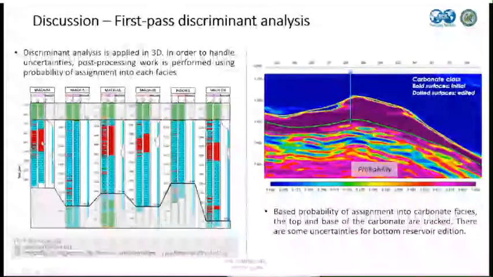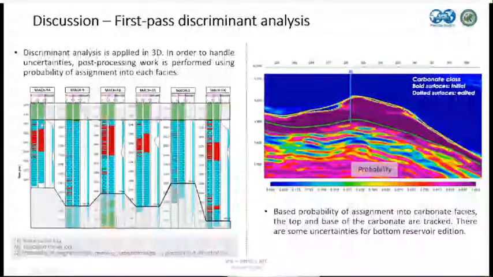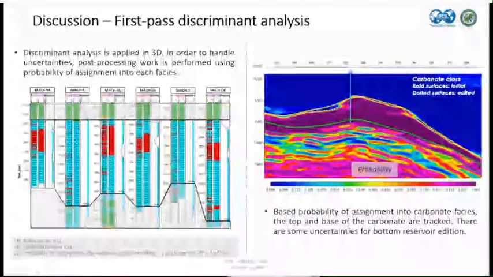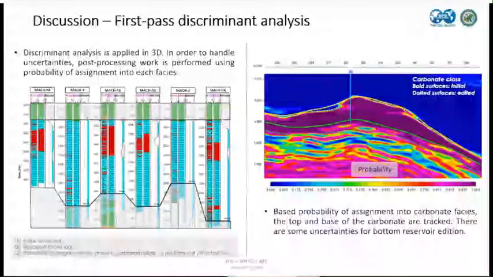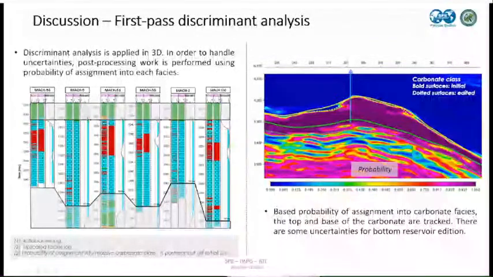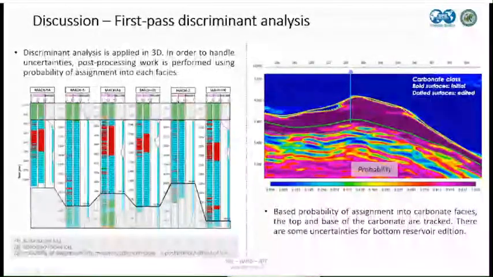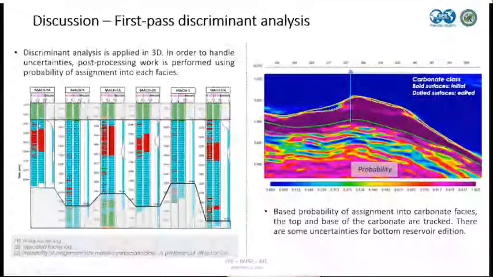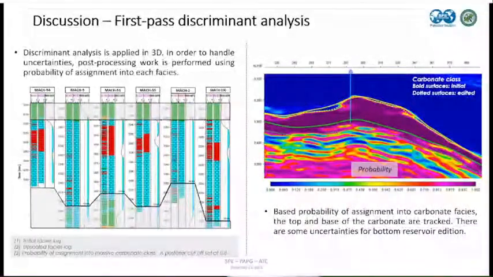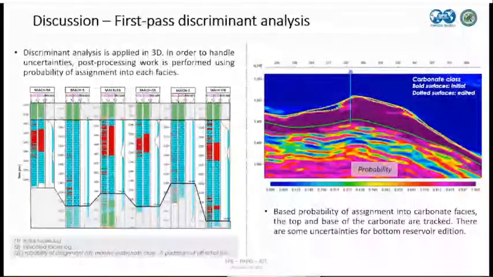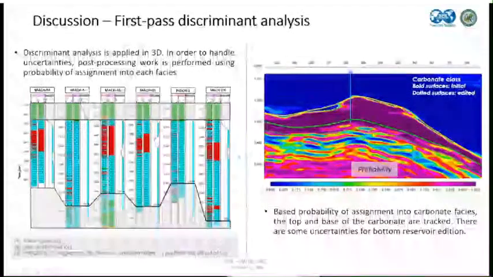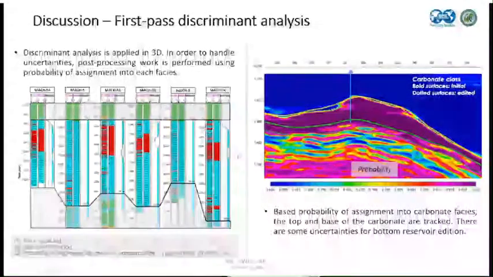In red it's a porous carbonate, but the whole column is carbonate. We can see that with a cutoff on probability set at 0.8, we have a very good match. What is predicted as carbonate corresponds well to carbonate at the well. It's expected, it's what we have seen in the previous slide. So we have a very reliable and robust prediction of the carbonate facies.